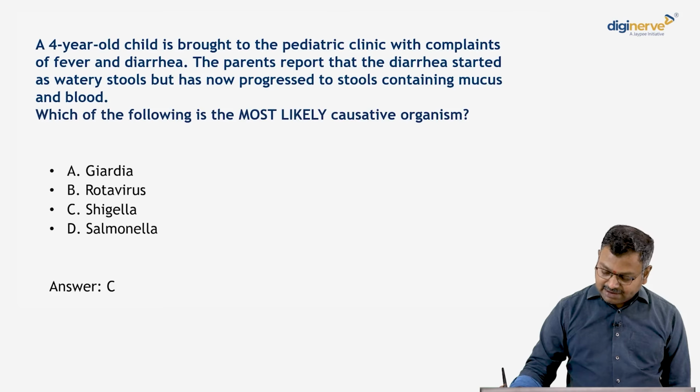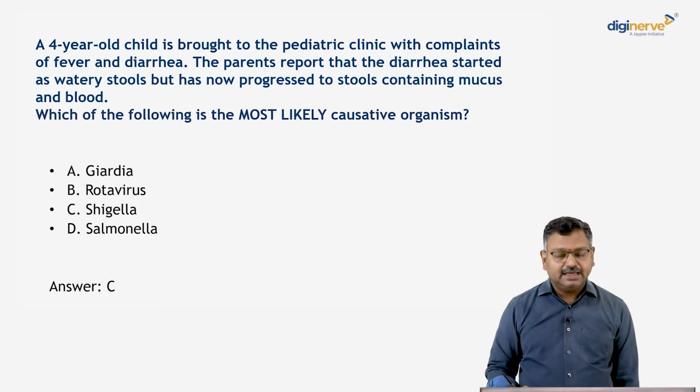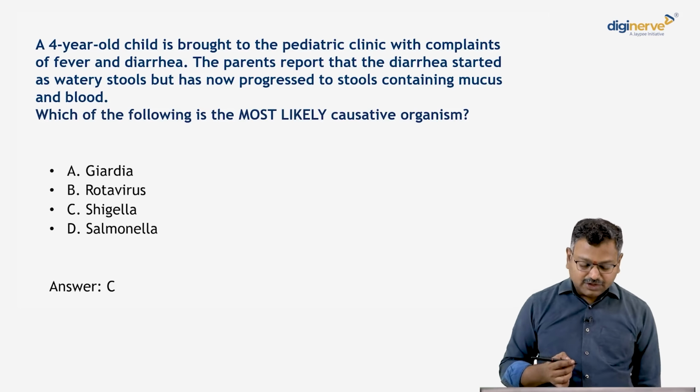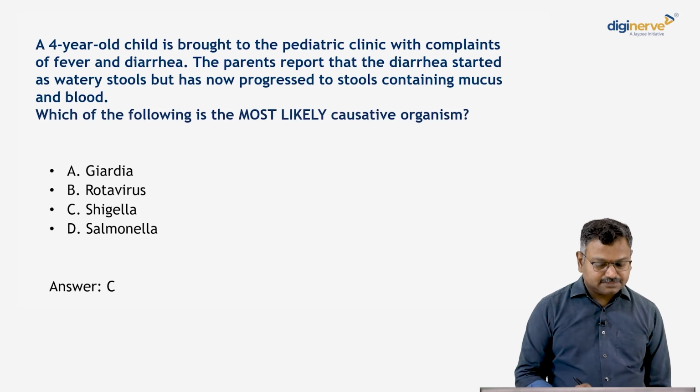Dysentery is the characteristic feature of bloody diarrhea. You can get it in Salmonella, you can get it in E. coli, especially the invasive E. coli or hemorrhagic E. coli, sometimes due to Clostridium difficile also.